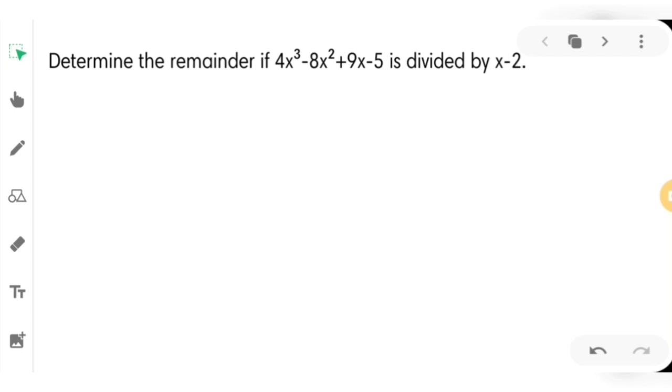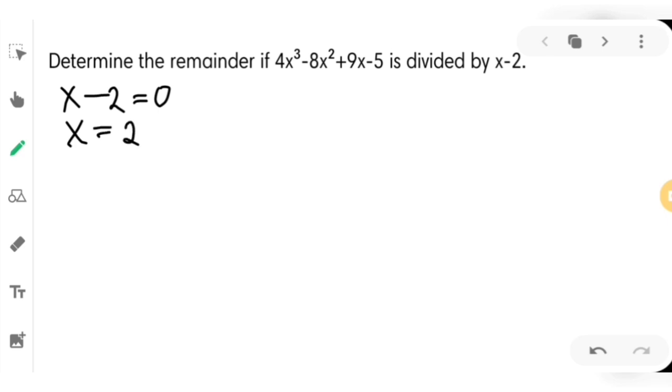Now there are several ways to determine the remainder when a polynomial is divided by a polynomial. It's either we will use the long division method, the synthetic division, or by evaluation of the polynomial function. In this case, we are going to use evaluation and synthetic division. So let us equate first the divisor to 0. So we have x minus 2 equals 0, so x is equal to 2.